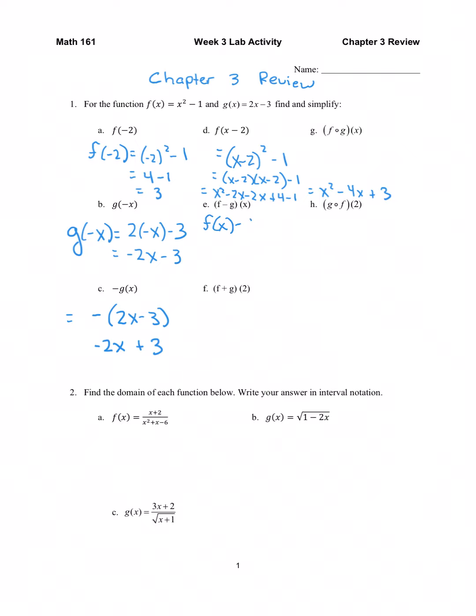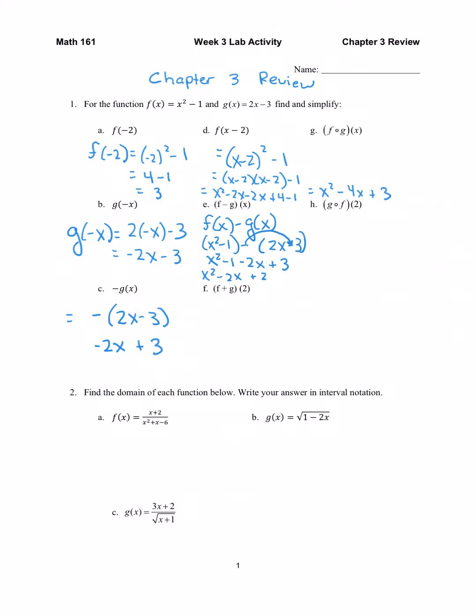So we are going to take the two functions and subtract them. So f of x is x squared minus 1, minus g of x. Please notice here, a lot of students make this mistake. We need to distribute this negative sign to both the 2 and the 3. So make sure that you check and you make that 3 a positive.